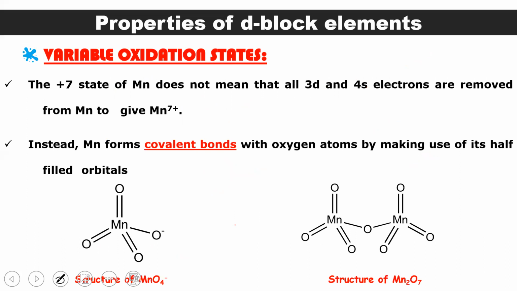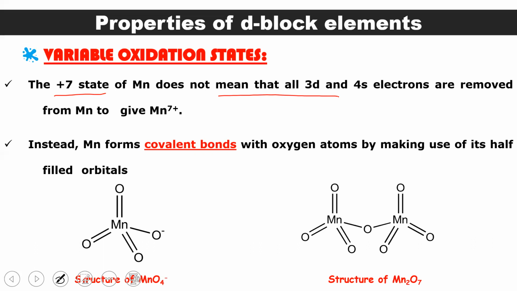If you observe the manganese compounds, +7 means, as per our knowledge, that 7 electrons are removed from manganese. When you remove the 7 electrons from manganese, then it will show the +7 oxidation state. So this is our knowledge. But here, +7 for manganese does not mean that all 3d and 4s electrons are removed from manganese to give the +7 state.